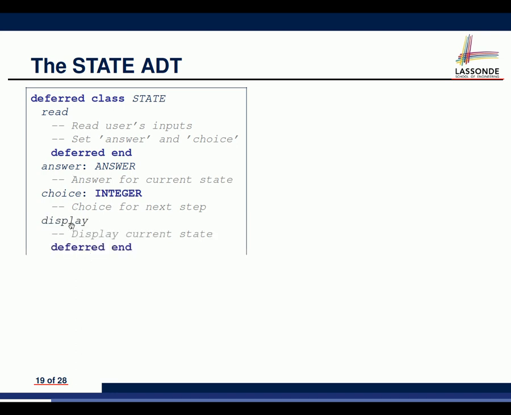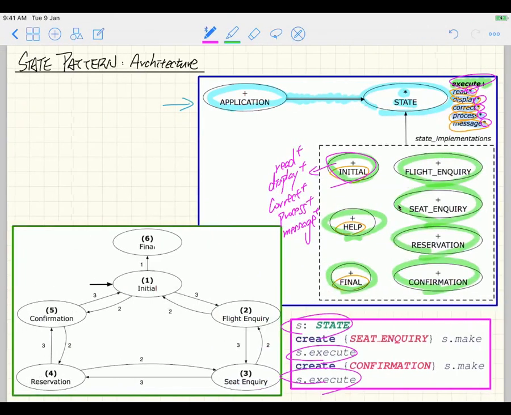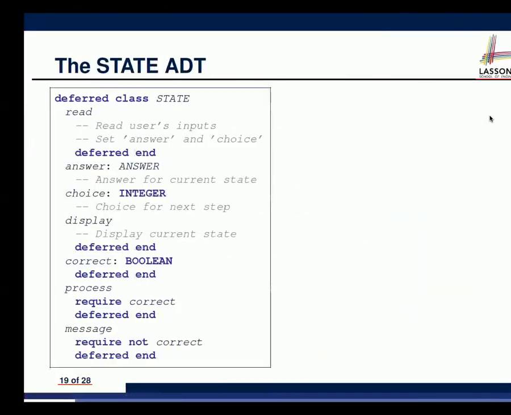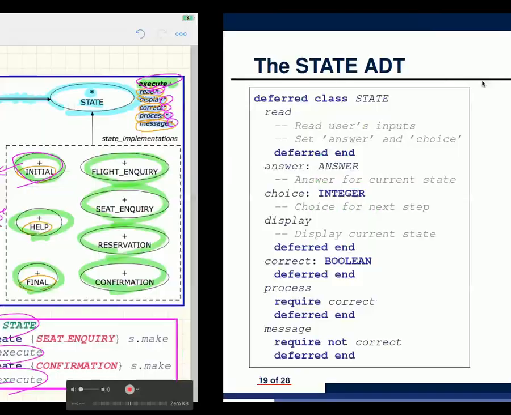Also we got display, and we got correct, and we got process, and we got message, right? Let's count. We got read, display, correct, process, and message, right? The 5 features that are deferred. And this simply corresponds to the 5 blue features here that are deferred, right? So now we want to look at how exactly the execute feature looks like. That's the important part, okay?